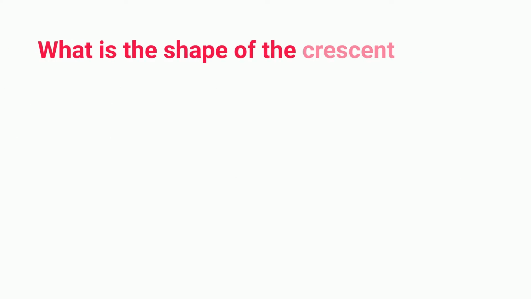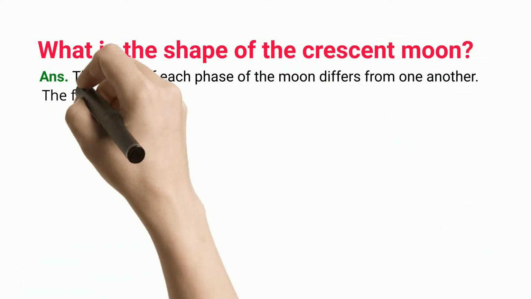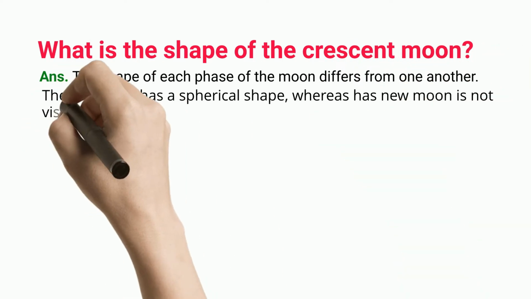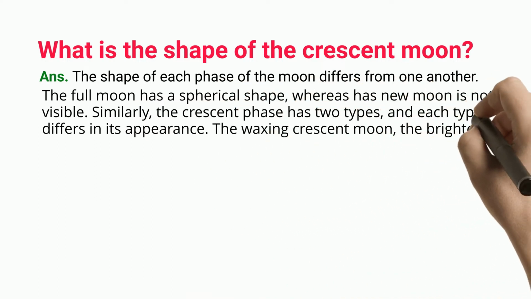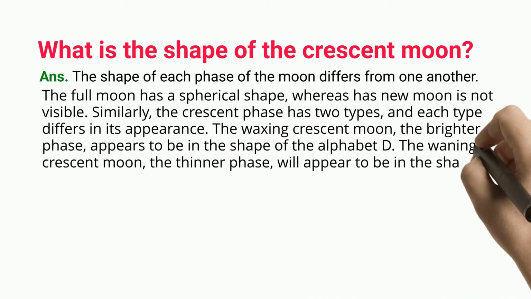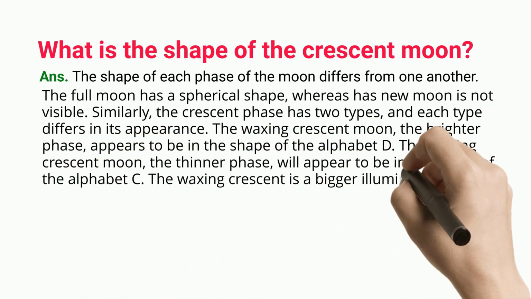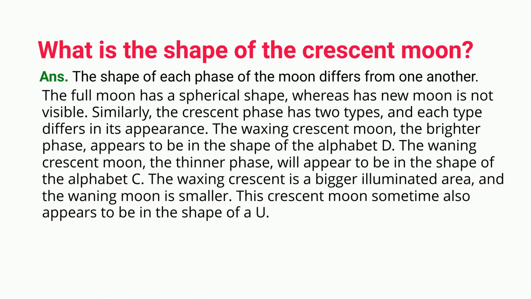What is the shape of the crescent moon? The shape of each phase of the moon differs from one another. The full moon has a spherical shape, whereas the new moon is not visible. Similarly, the crescent phase has two types, and each type differs in its appearance. The waxing crescent moon, the brighter phase, appears to be in the shape of the alphabet D. The waning crescent moon, the thinner phase, will appear to be in the shape of the alphabet C. The waxing crescent is a bigger illuminated area, and the waning moon is smaller. This crescent moon sometimes also appears to be in the shape of a U.